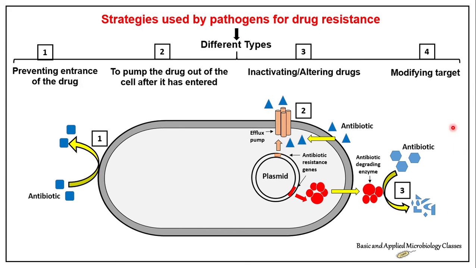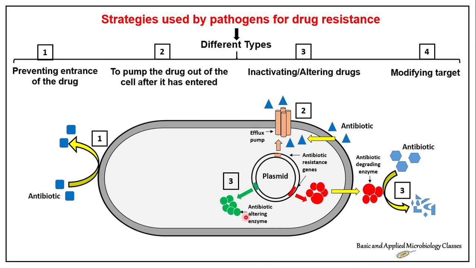Okay, now you see, before moving to the fourth strategy, I have included one more example of strategy number 3. So here you can see another gene is there. In this case, what will happen? Of course, here we have seen an enzyme which was going to degrade the antibiotic, and another type of enzymes are also coded sometimes by plasmids.